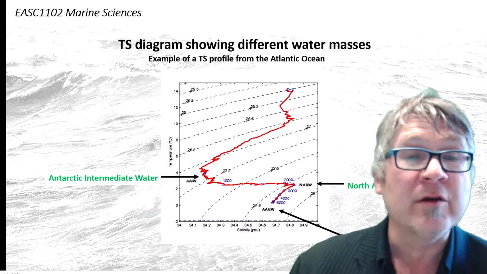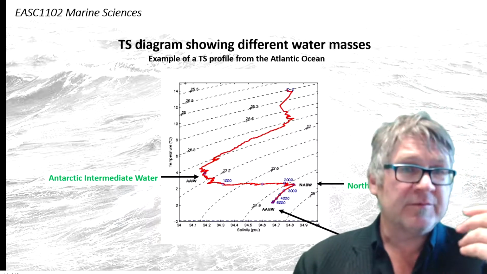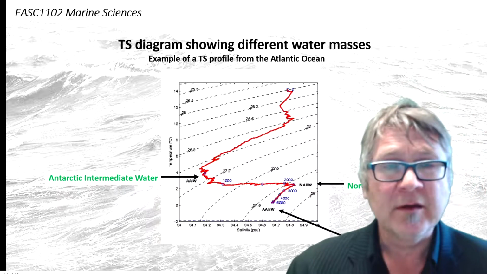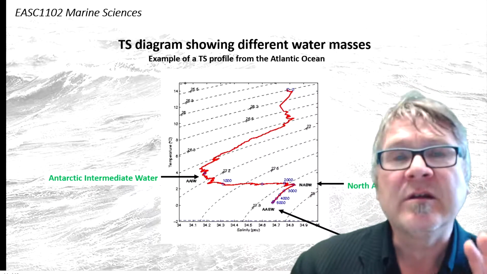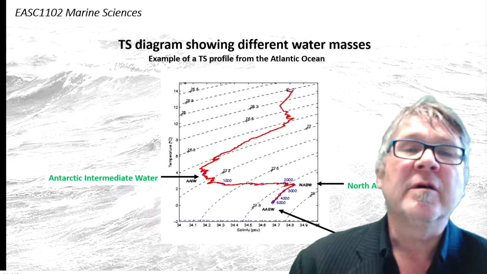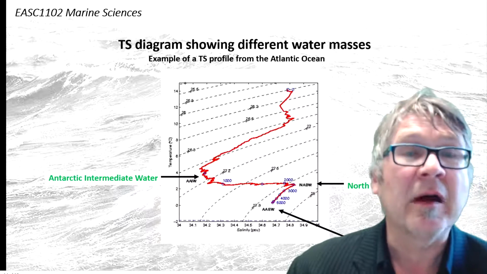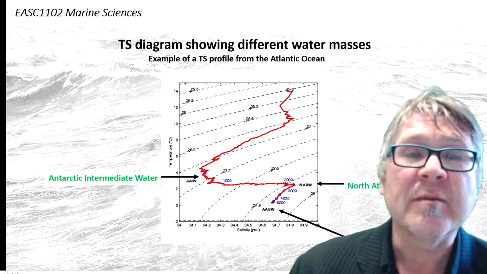Only because of these special structures that you observe in temperature and salinity, only because of that we actually know about the circulation in the deep oceans. And this is how we can trace water masses in the ocean.